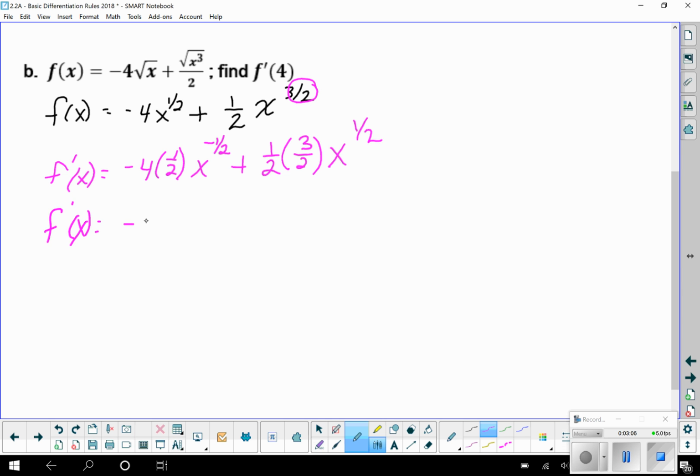-4 times 1/2 would be -2 over x to the 1/2. We could rewrite it as square root if we wanted to, plus 3/4, and then square root x, instead of writing it as x to the 1/2. That's fine. Now, remember, this is called the general derivative.